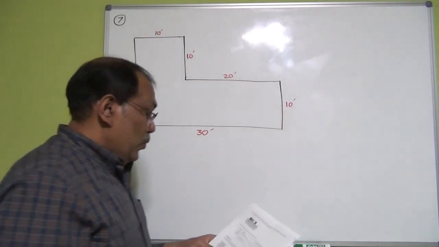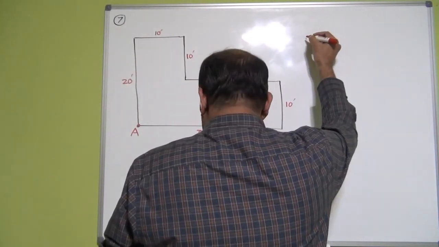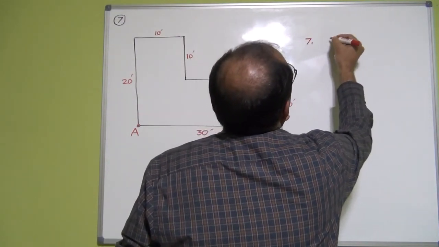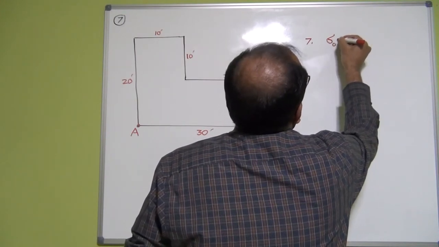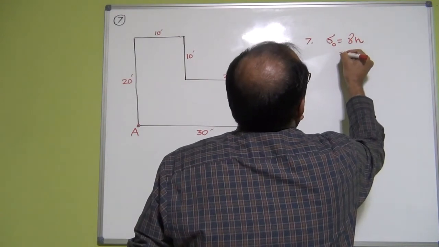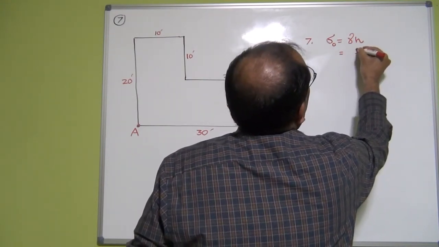Okay, so we know that, let's say this is problem number 7. So vertical stress or overburden stress is basically gamma H, and your gamma for that soil is given as 110.